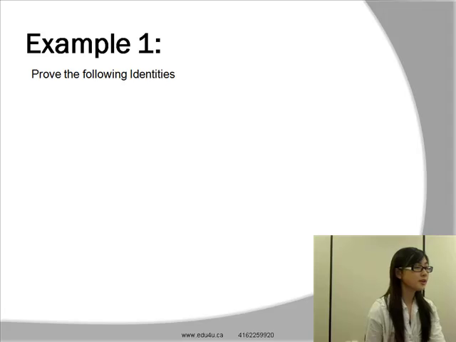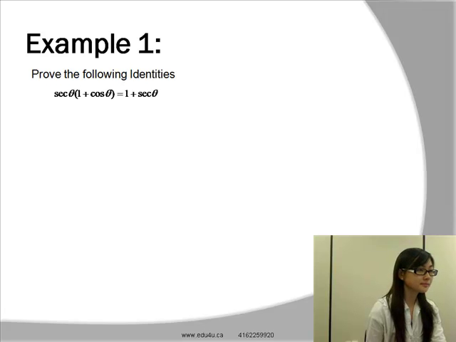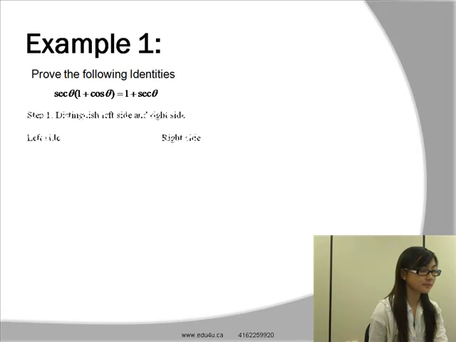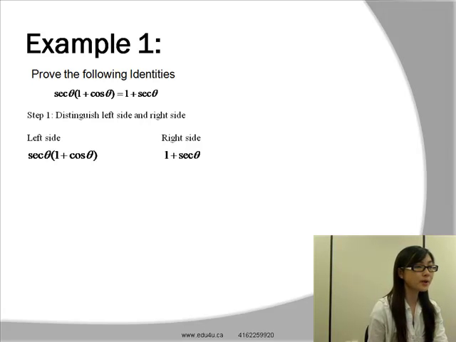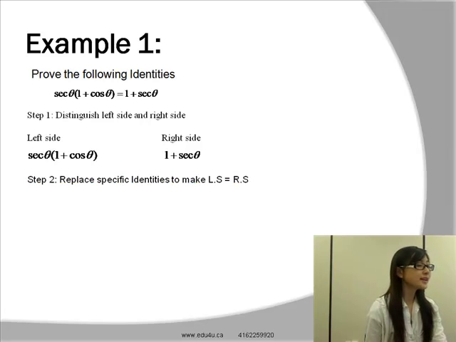Now let's take a look at example 1 from your learning resources. Prove the following identity: secant theta times (1 plus cosine theta) equals 1 plus secant theta. When we approach these identity proving problems, you want to first identify what is on the left side of the equation and what is on the right side. On the left side, we have secant theta times (1 plus cosine theta), and on the right side, we have 1 plus secant theta.